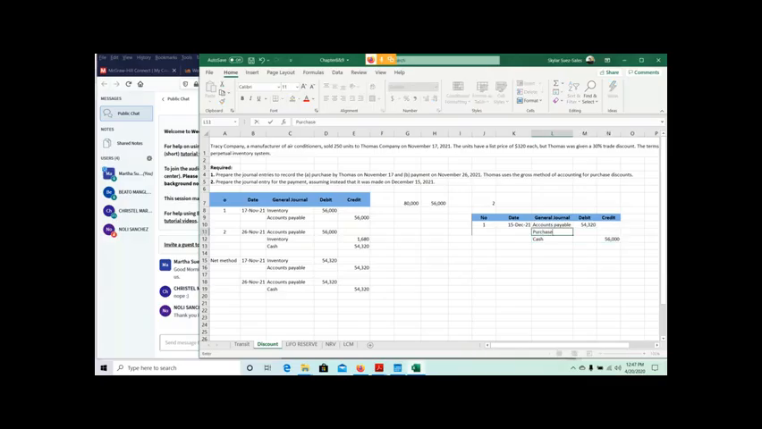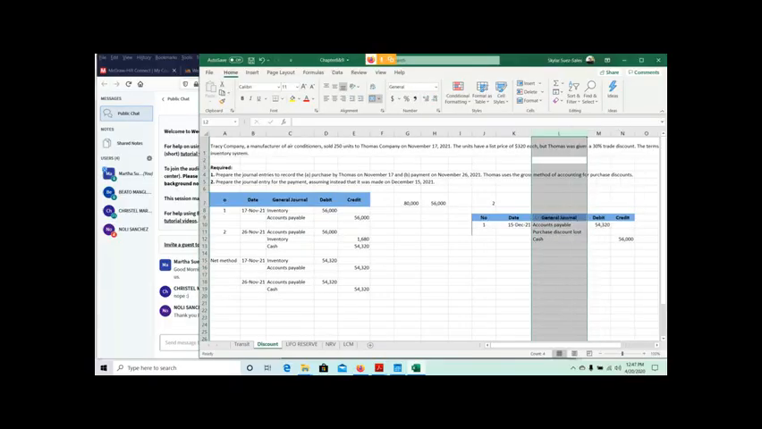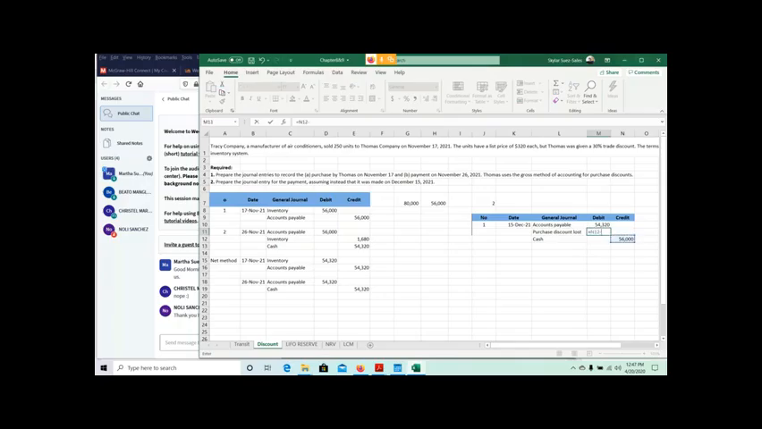So we're going to have a purchase discount lost account here because we didn't take advantage of that. This purchase discount lost will be added to cost of goods sold. So this reflects the amount that we did not take advantage of by paying the amount due within the terms. Most companies prefer to use the gross method rather than the net method, because the net method shows that they have been inefficient in managing their accounts payable.